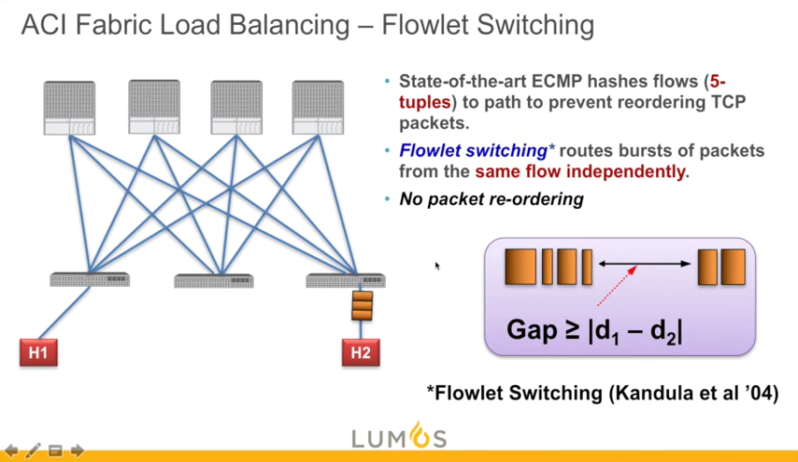Another cool innovation that we have in ACI is something called flowlet switching. Now, this is not turned on by default. It is turned off. You can turn it on, but you must have NTP at least. You can do aggressive mode and PTP, but you must have NTP at least.